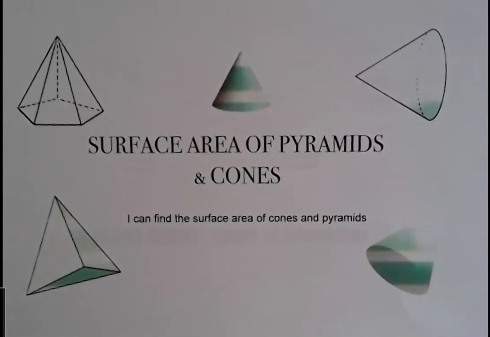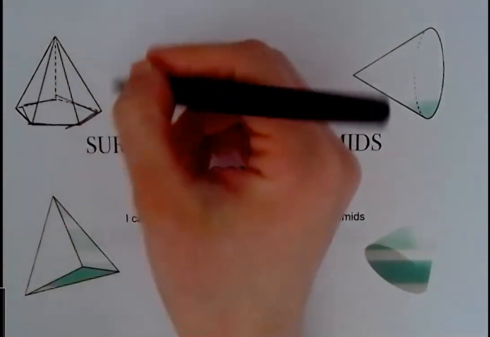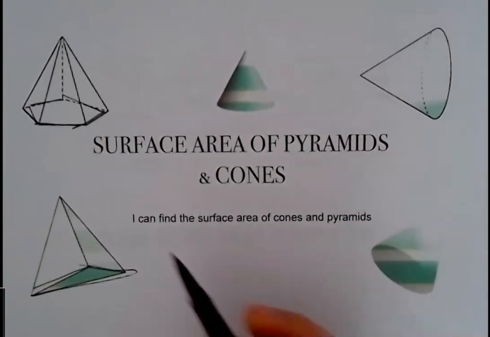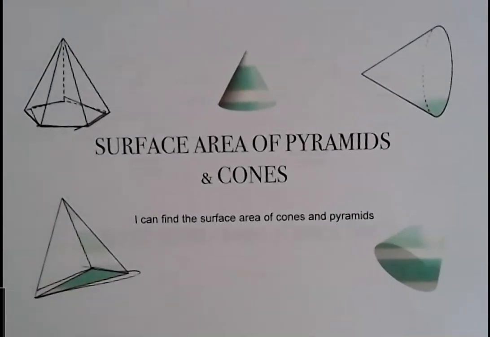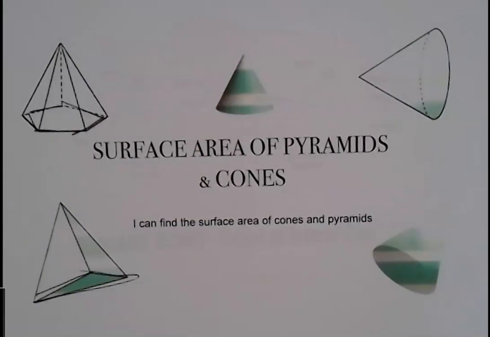Hello, everyone. We are on our last section of the chapter for area, surface area of pyramids and cones. So let's talk about a few things here. You name a pyramid by its base shape. Since this base is a pentagon, this would be a pentagonal pyramid. The base of this pyramid here is a triangle, so it'd be a triangular pyramid, right? And the cone is just straight up a cone, right? There's nothing fancy about a cone.